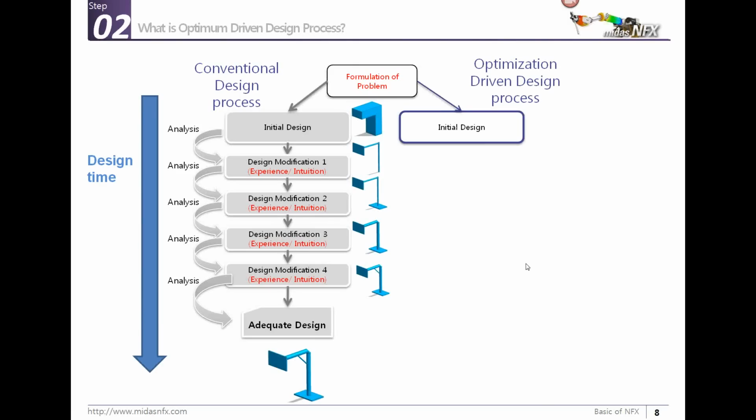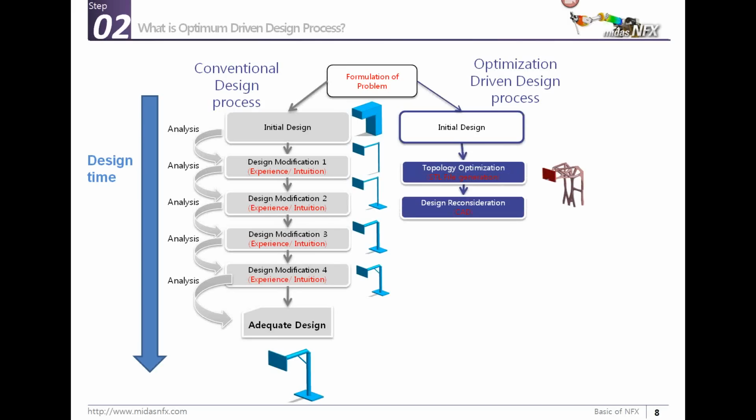Now let's check what the optimization-driven design process is. First of all, you have an initial design that you input in the computer, and the computer, using topology optimization or maybe another type of optimization, will give you an optimized shape that you can consider in order to remodel your CAD and make a new model which is more suitable to your design and more optimized.